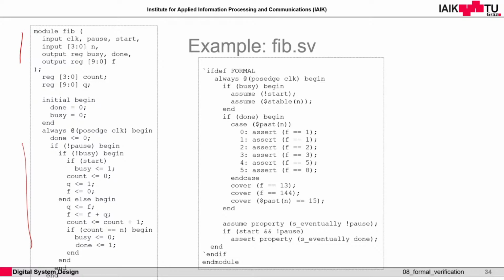We have an initial condition telling that done and busy are 0, and then internally we also have some housekeeping variables for creating the numbers. So in the always block, when we start, we reset our numbers, and then eventually we are computing our Fibonacci numbers and also incrementing a counter to know at which step we currently are.